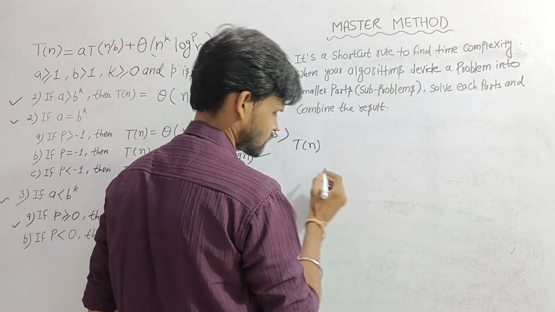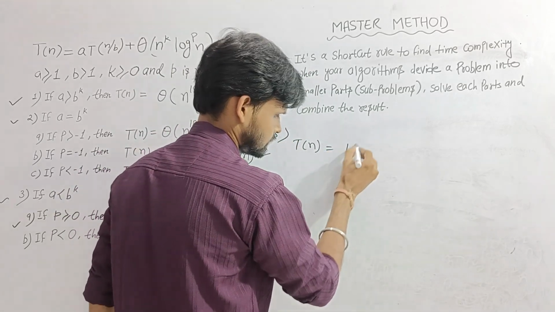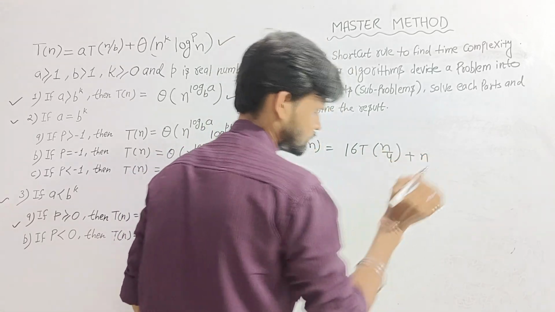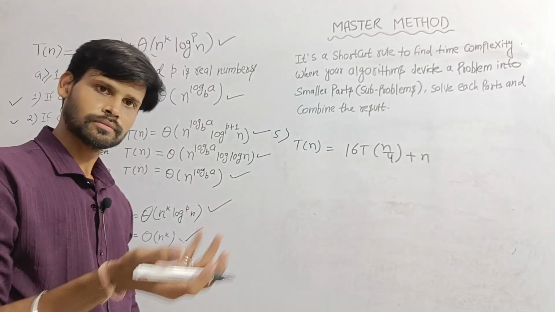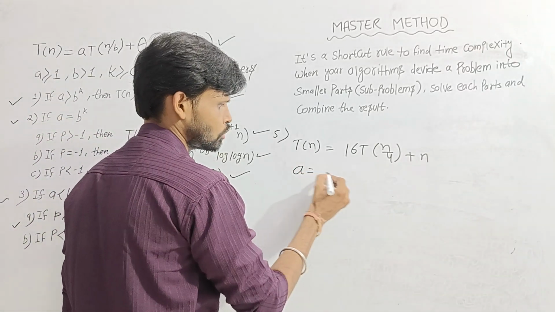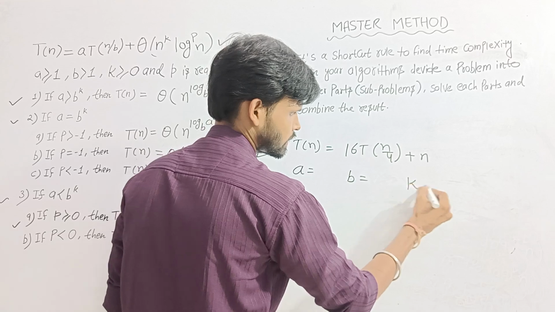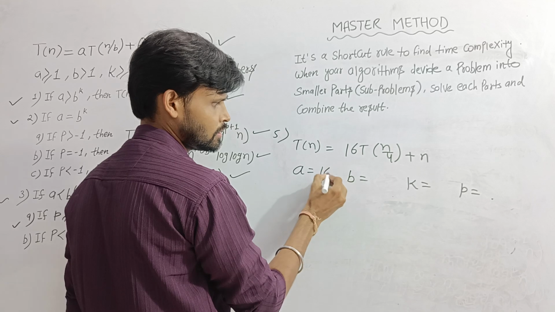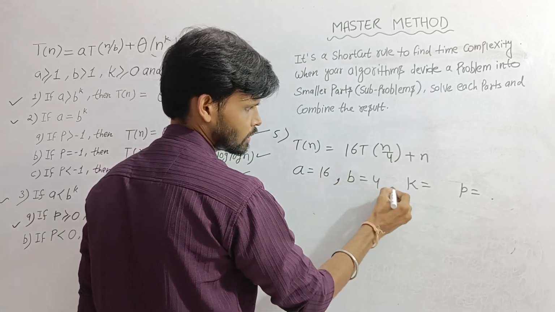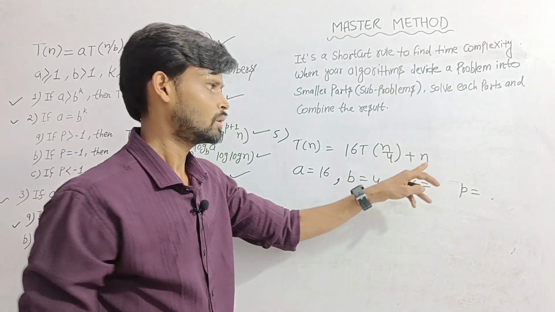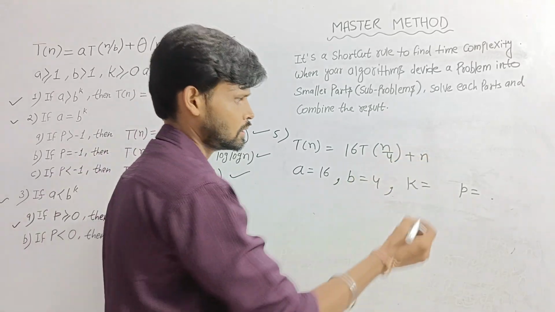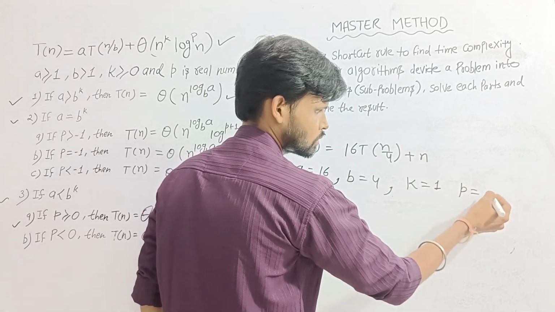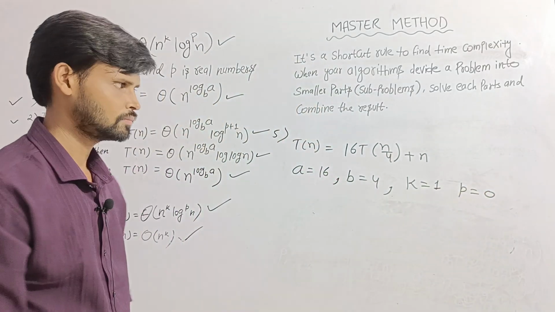Problem 5: T of n equals 16 T of n by 4 plus n. Same thing, you will have to find the values of a, b, k and p. What is the value of a? That is 16. What is the value of b? That is 4. What is the value of k? That is 1, because there is no power of n, so in this case it will be 1. What is the value of p? There is no p, so we will take 0.